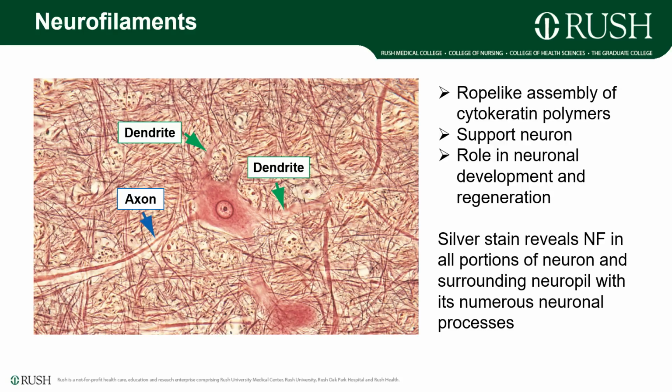The neurofilament within the neuron is depicted in this diagram, where you can see the cell body, the axon, dendrites, and then all the other processes from other cells within this picture. They look like ropes. They are assemblies of cytokeratin polymers. They are involved in supporting the neuron as well as involved in the development and regeneration. In this picture, they are visible because the section has been silver stained, which is the way to visualize neurofilaments.